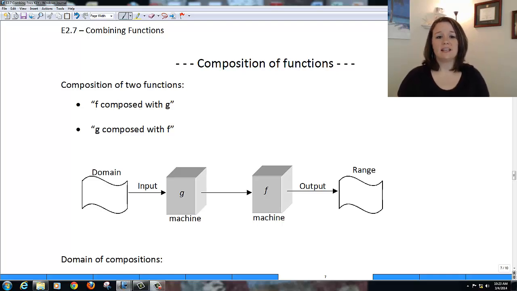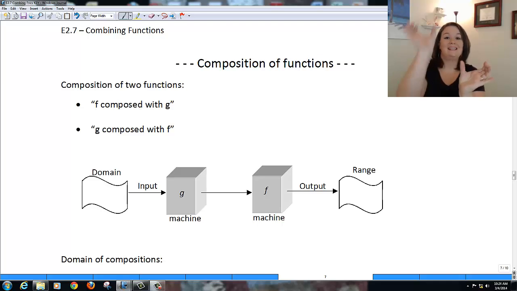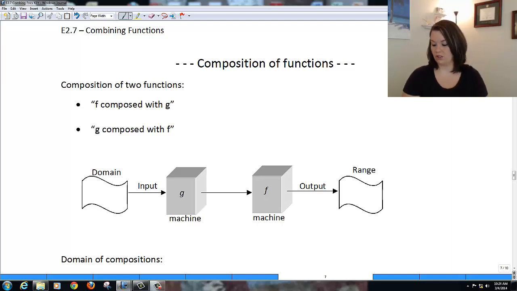All right, so this is the second half of E2.7 combining functions, which talks about composition of functions. In the last video, we went over summing functions, subtracting functions, multiplying functions, and dividing functions. What we're going to do in this little piece of the lecture is take a function and stick it inside the other function, which is called composition of functions.